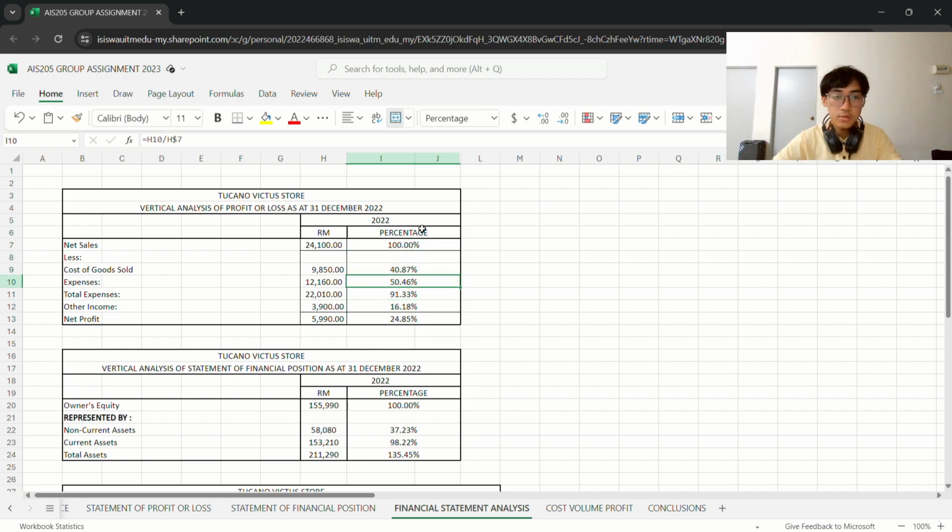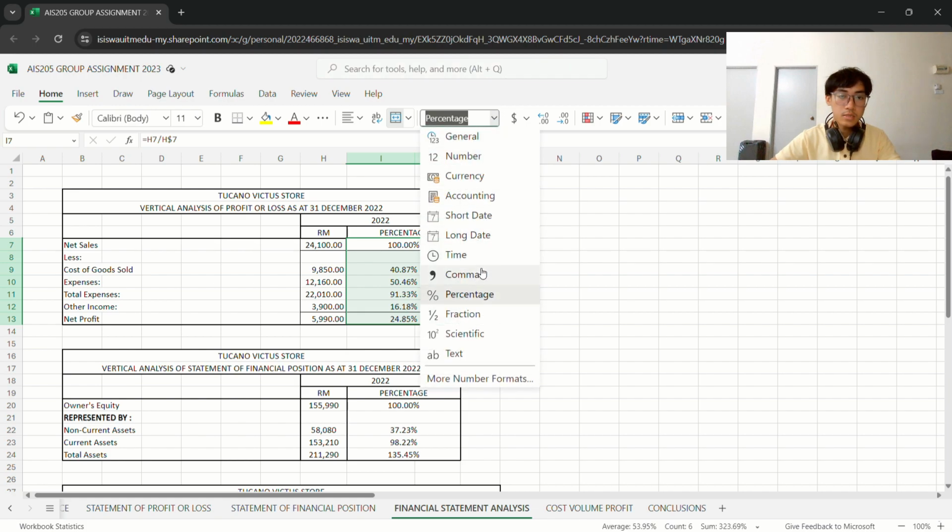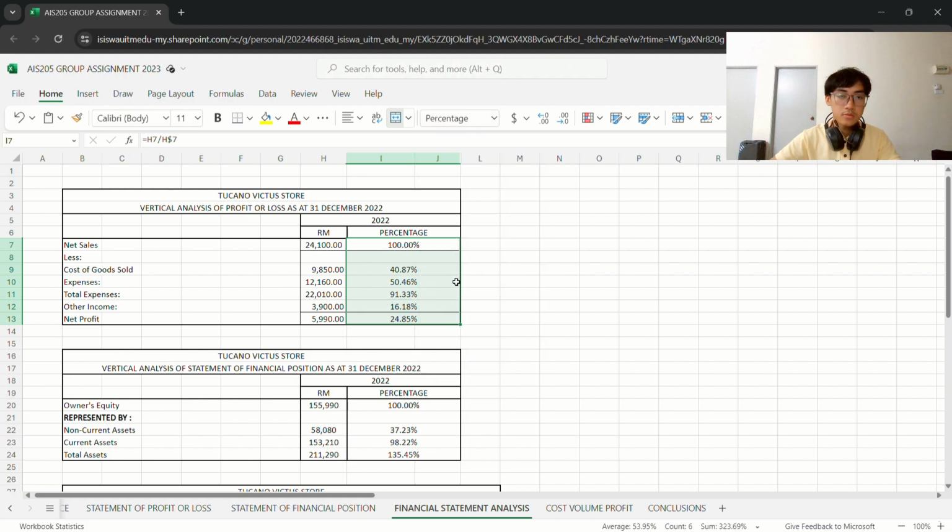That's why we put absolute cell reference, which is the money symbol, because we want to divide with the net sales. So we make all of these cells refer to the net sales by putting the money symbol, which is the absolute cell reference. Oh, not to forget, we must change all of this format to percentage. So it will appear in percentage format.